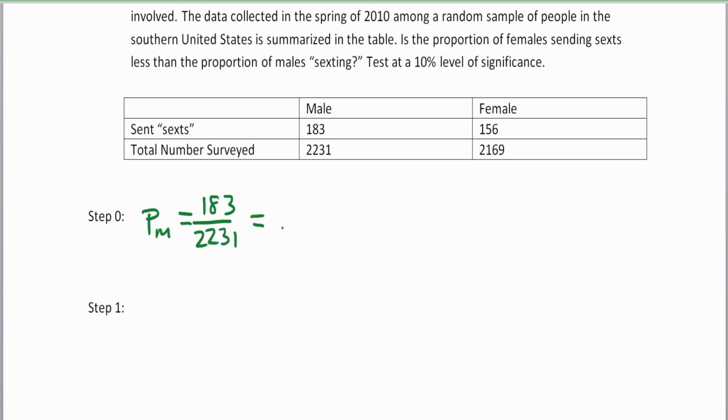And that is going to give you 0.08. Okay, that's the p-hat value of the males, so the q-hat would then be 0.92. Let's do the p-hat for the females, which is going to be 156 divided by 2,169, and that will be 0.07 for the p-hat for the females.